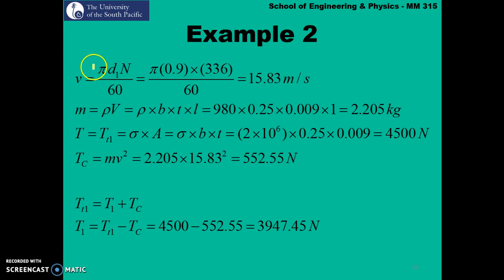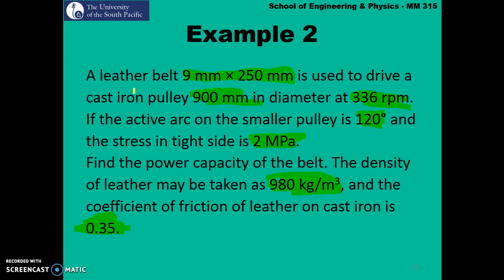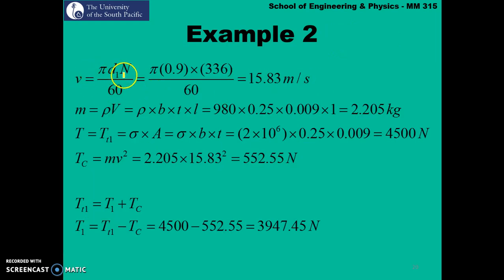The first thing is, we can calculate our linear velocity. So velocity is pi d n upon 60. Before we start looking at example 2, just take this note down: in this question we will take into account the effect of centrifugal tension, which is your Tc. So substituting for diameter of 900 mm, which is 0.9 meters, and speed given as 336 revolutions per minute, we end up with a value of 15.83 meters per second for our linear velocity.